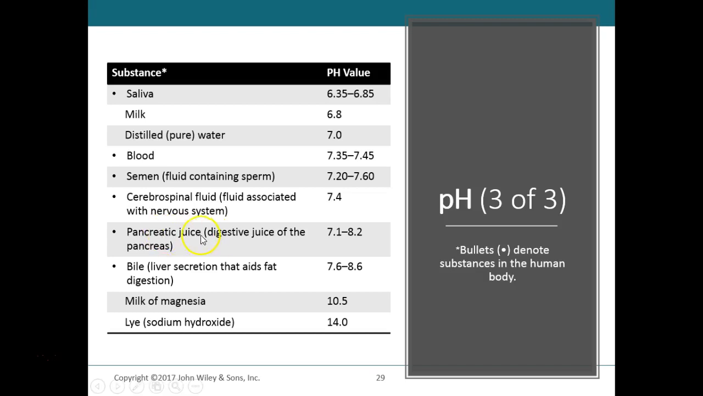If you think about the role of pancreatic juices, they're going to be added to food that's coming out of the stomach. And if it's been in the stomach, it's going to be very, very rich in acid. So those alkaline substances in the pancreatic juice will help to neutralize that acidic food as it comes out of the stomach.